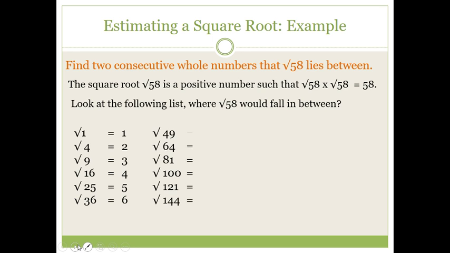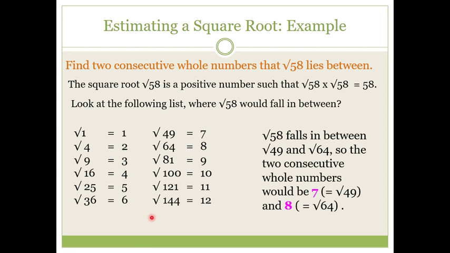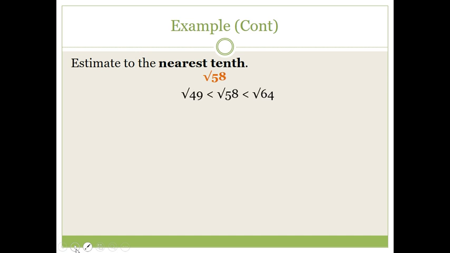All right, so here's our list again of perfect squares. And we can see that the square root of 58 is in between the square root of 49 and the square root of 64. So as whole numbers, we know that the square root of 49 is 7 and the square root of 64 is 8. So I know that the square root of 58 is somewhere between 7 and 8 as a whole number, those two whole numbers.